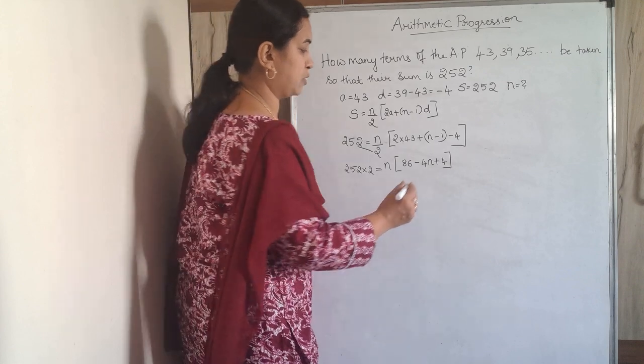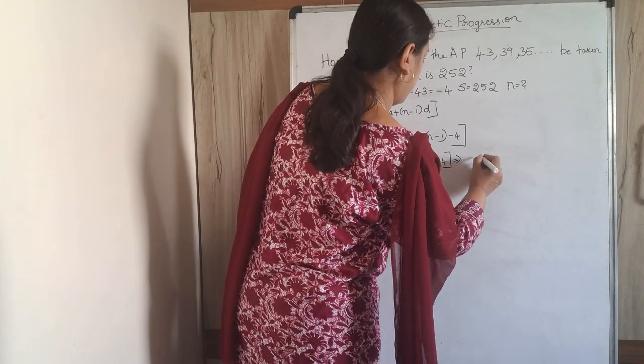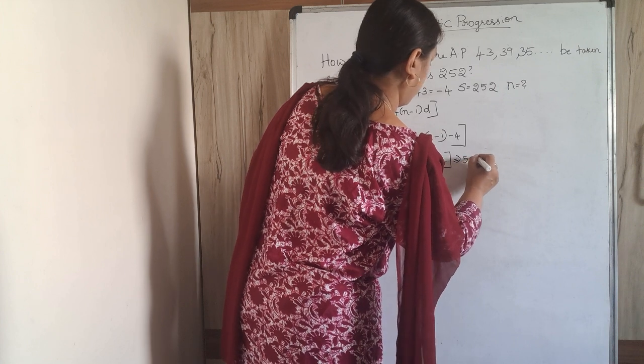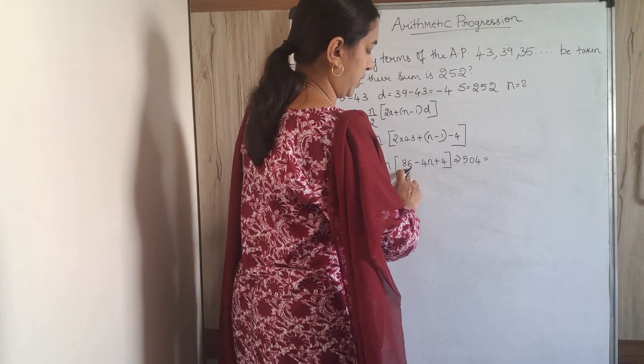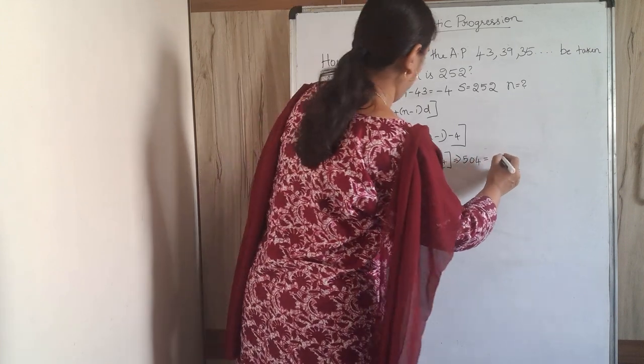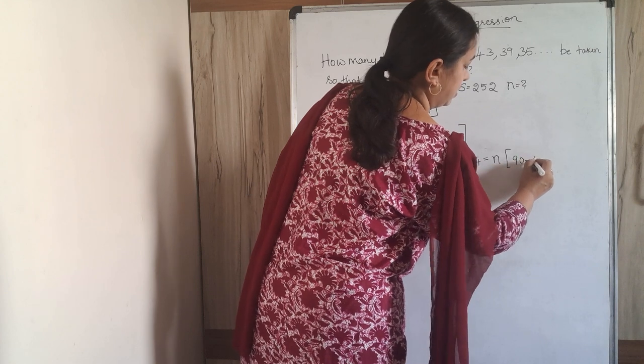Okay, so this will be 504 is equal to, so 86 plus 4 will be N times of 90 minus 4N.